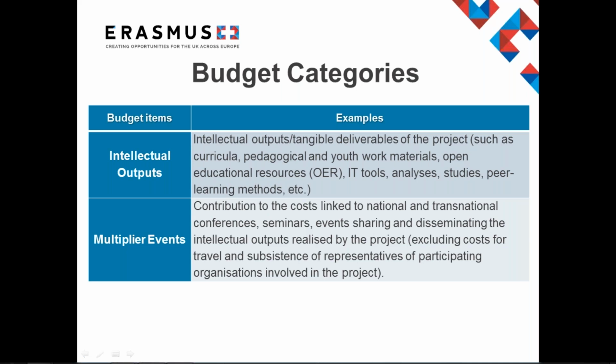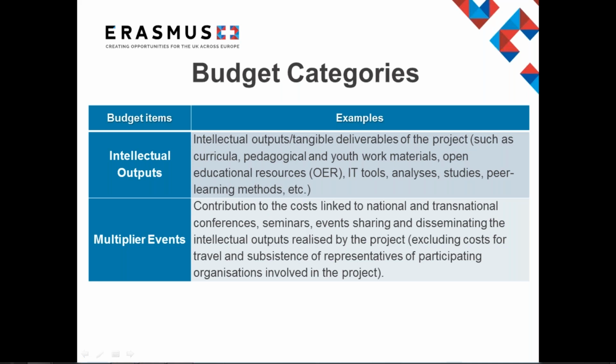Multiplier events are events organized by the partnership. So examples are conferences, seminars, or meetings that are directly associated with one or more of the intellectual outputs developed through the work of the project. If you are not planning to hold any multiplier events, you don't need to complete this section. However, if you do not fill in this section, you can't request funding retrospectively.